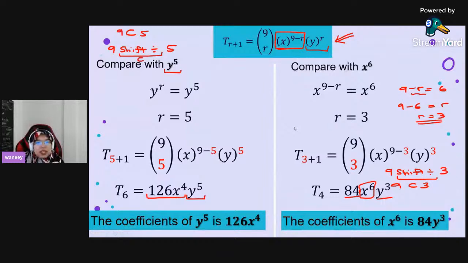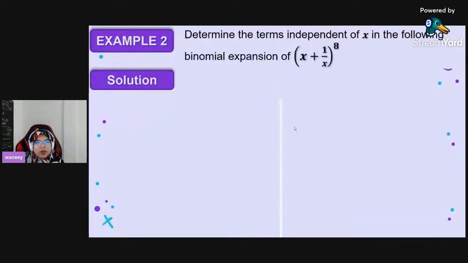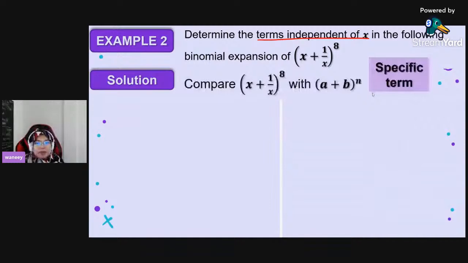Okay, so determine the terms independent of x in the following binomial expansion, x plus 1 over x to the power of 8. Okay, so we want the term independent of x, so that means we are looking for a specific term. So if we have a specific term, therefore we are going to use the general formula for the specific term. We are going to use that formula. So we are going to use T R plus 1.